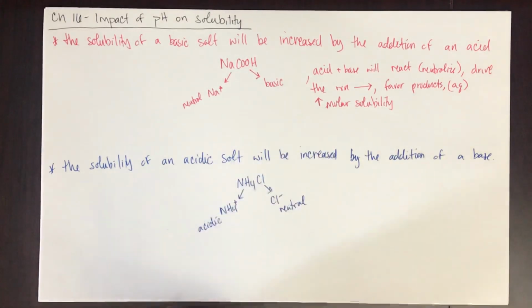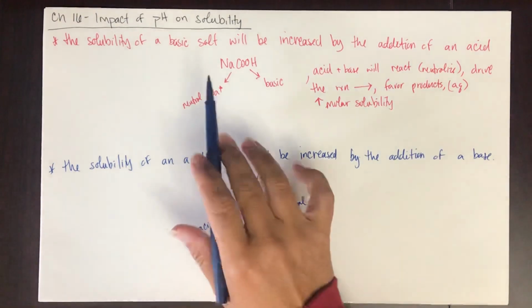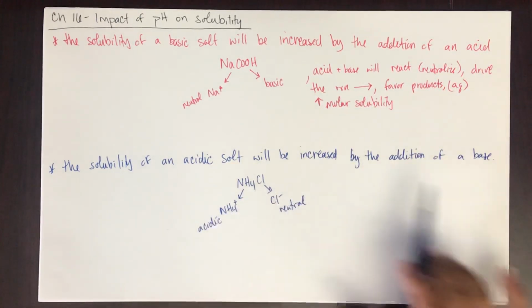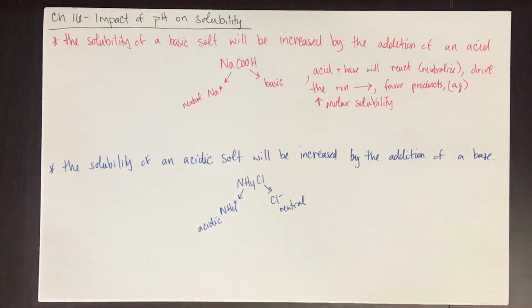I just want you to understand the principle here. We are not going to be doing any calculations to see by what factor or what the molar solubility would be after the addition of a base or an acid, but you should know that pH will impact the solubility. A basic salt will have an increased solubility with an acid, and an acidic salt would have an increased solubility with a base.